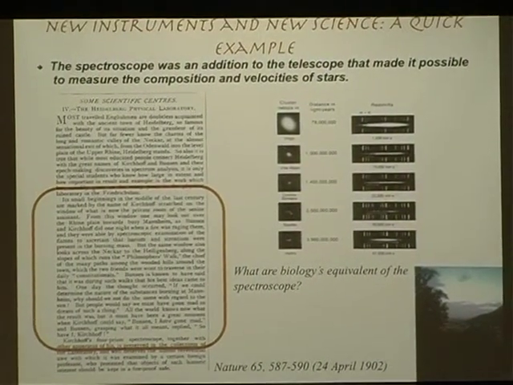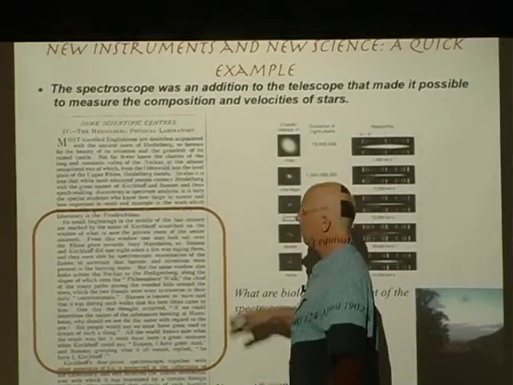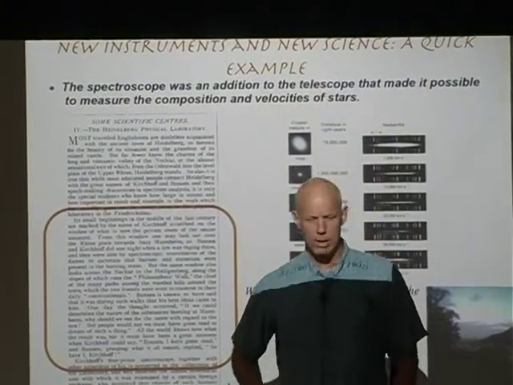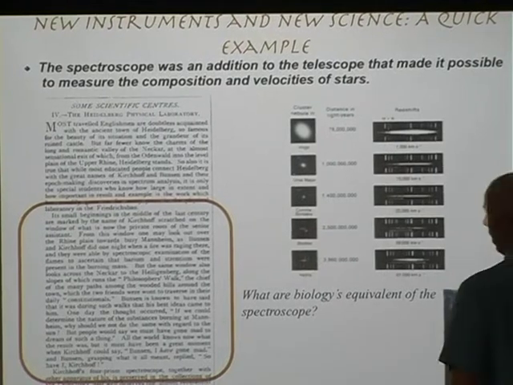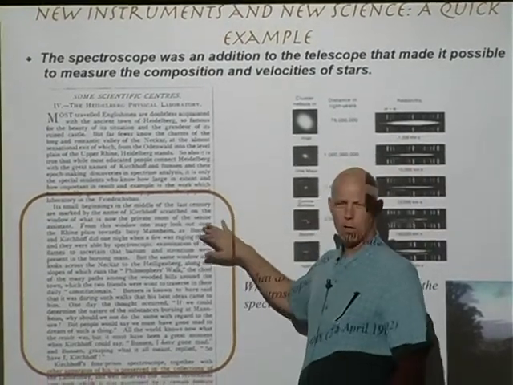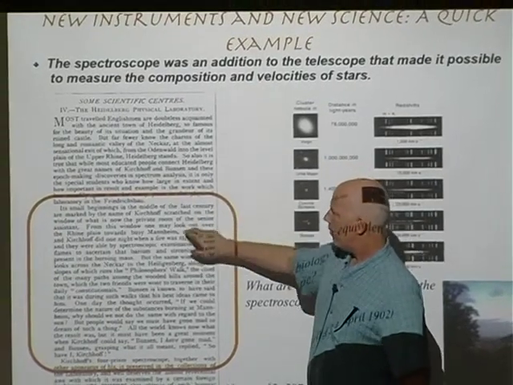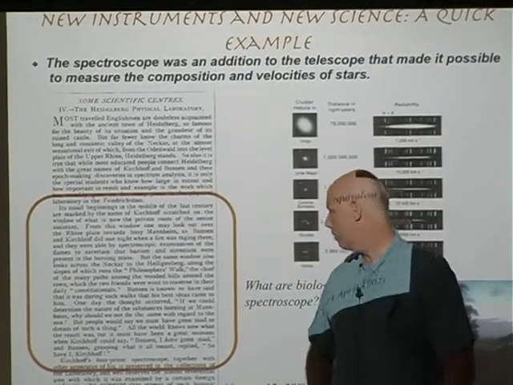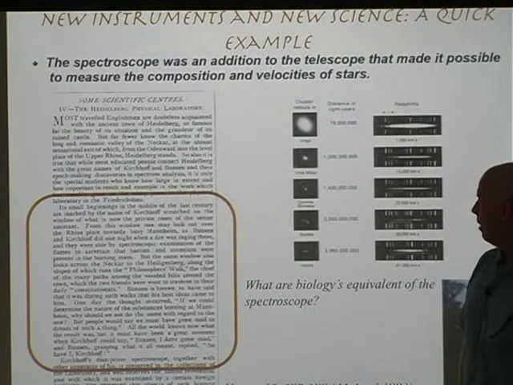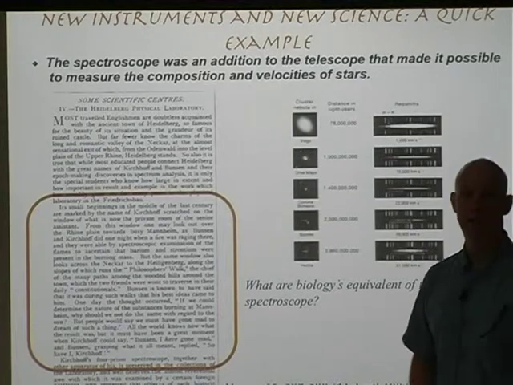So this is basically, I'll try to be somewhat brief about it, but this is a story about the physical laboratories in Heidelberg and about the rise of astronomy. And so the essence of what goes on in this is that it's talking about Kirchhoff and Bunsen. And you can see that it says that these guys were looking out a window. From this window, one may look out over the Rhine plain towards busy Mannheim, as Bunsen and Kirchhoff did one night when a fire was raging there, and they were able by spectroscopic examination of the flames to ascertain that barium and strontium were present in the burning mass.